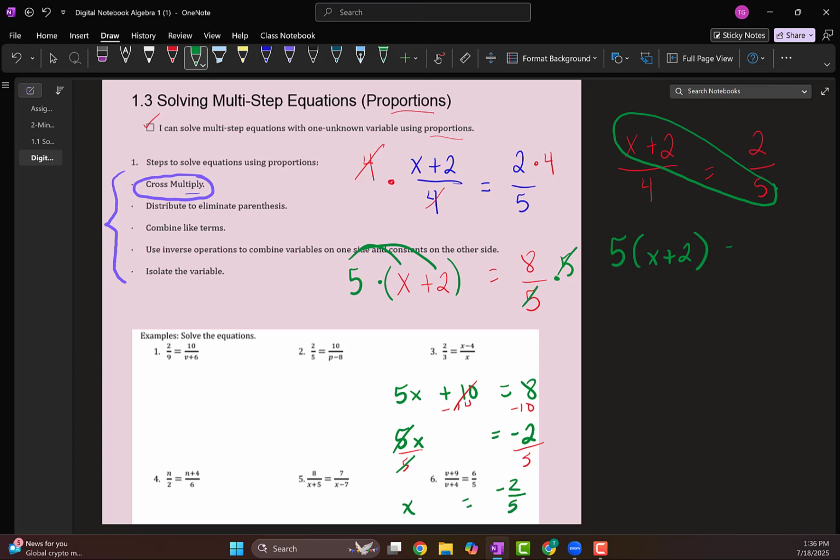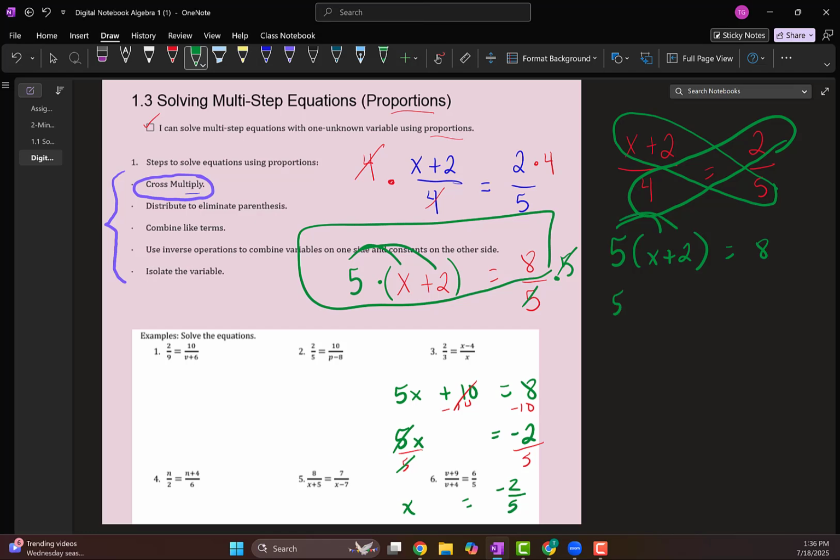And on the right side, we're going to multiply diagonally across the other direction. 4 times 2 gives us 8. And now we have exactly this problem right here. We're not going to finish the steps because we've already finished the steps. You distribute the 5 and you get 5x plus 10 equals 8. And then go through the same process. You'll end up getting -2/5.